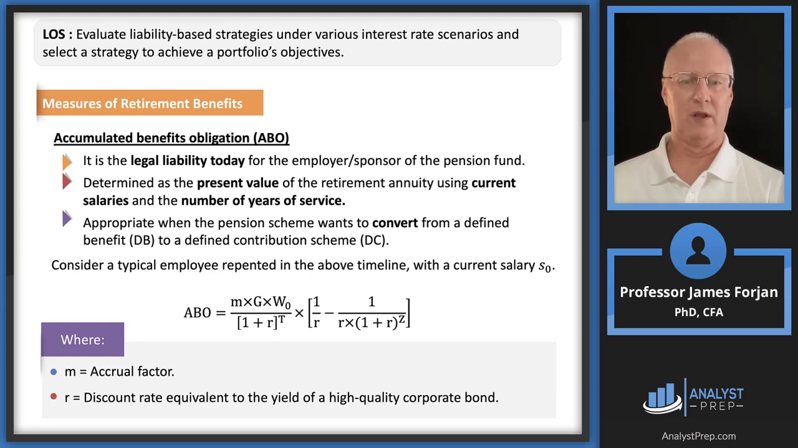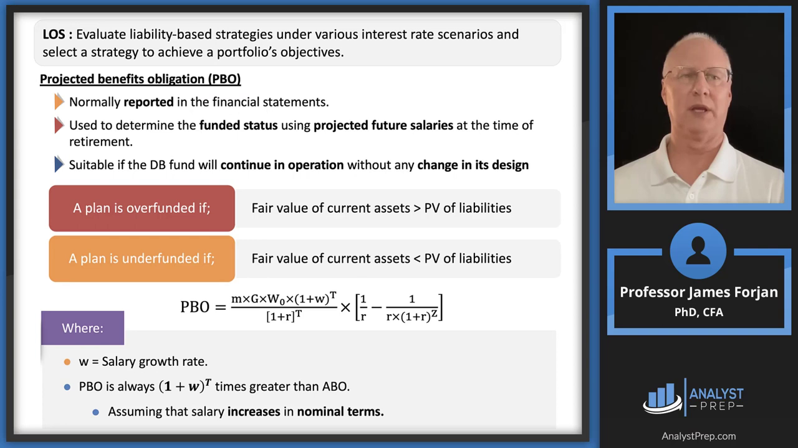But you should remember that equation, at least a similar one, from time value of money. And all we're doing is accumulating all of that time value of money stuff. So that's an extra time value factor that comes up with that accumulated benefits obligation.